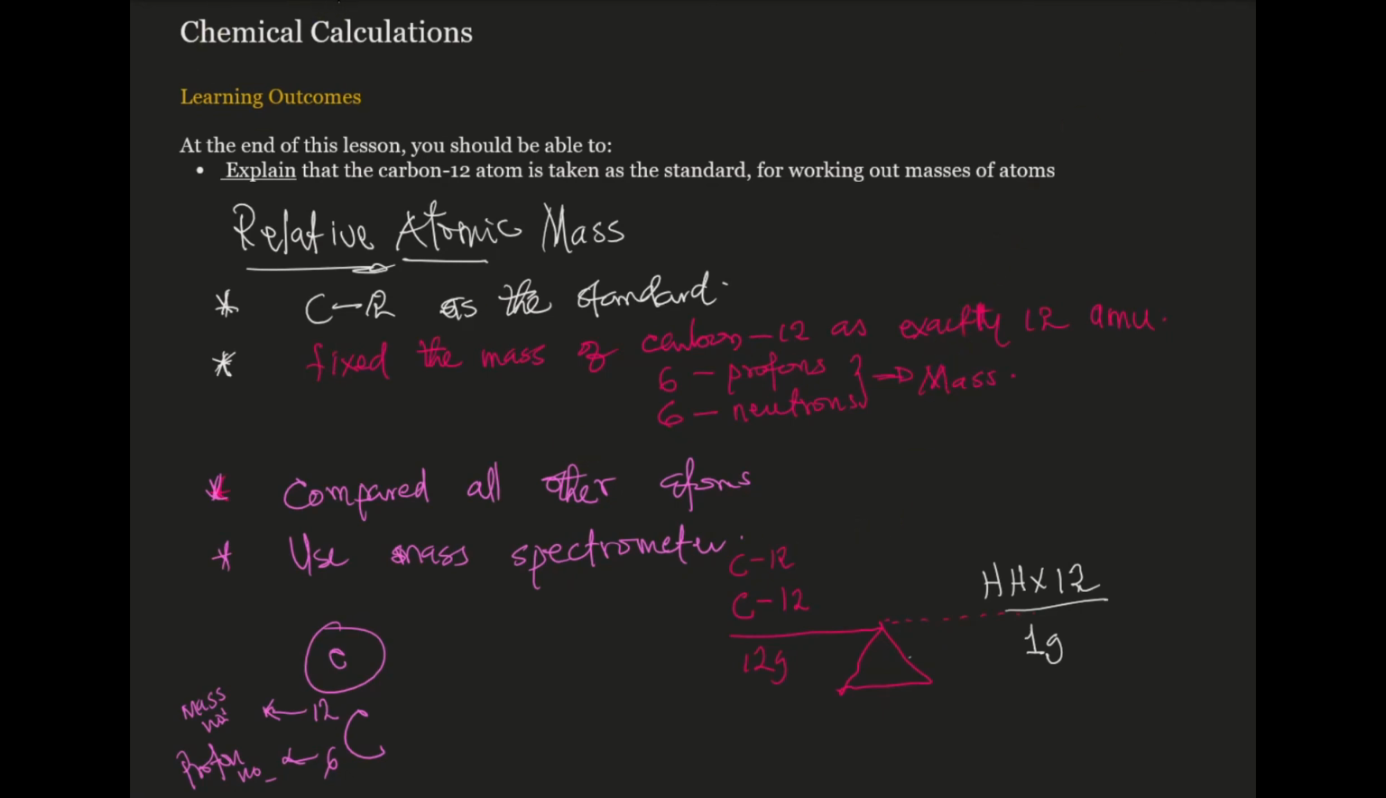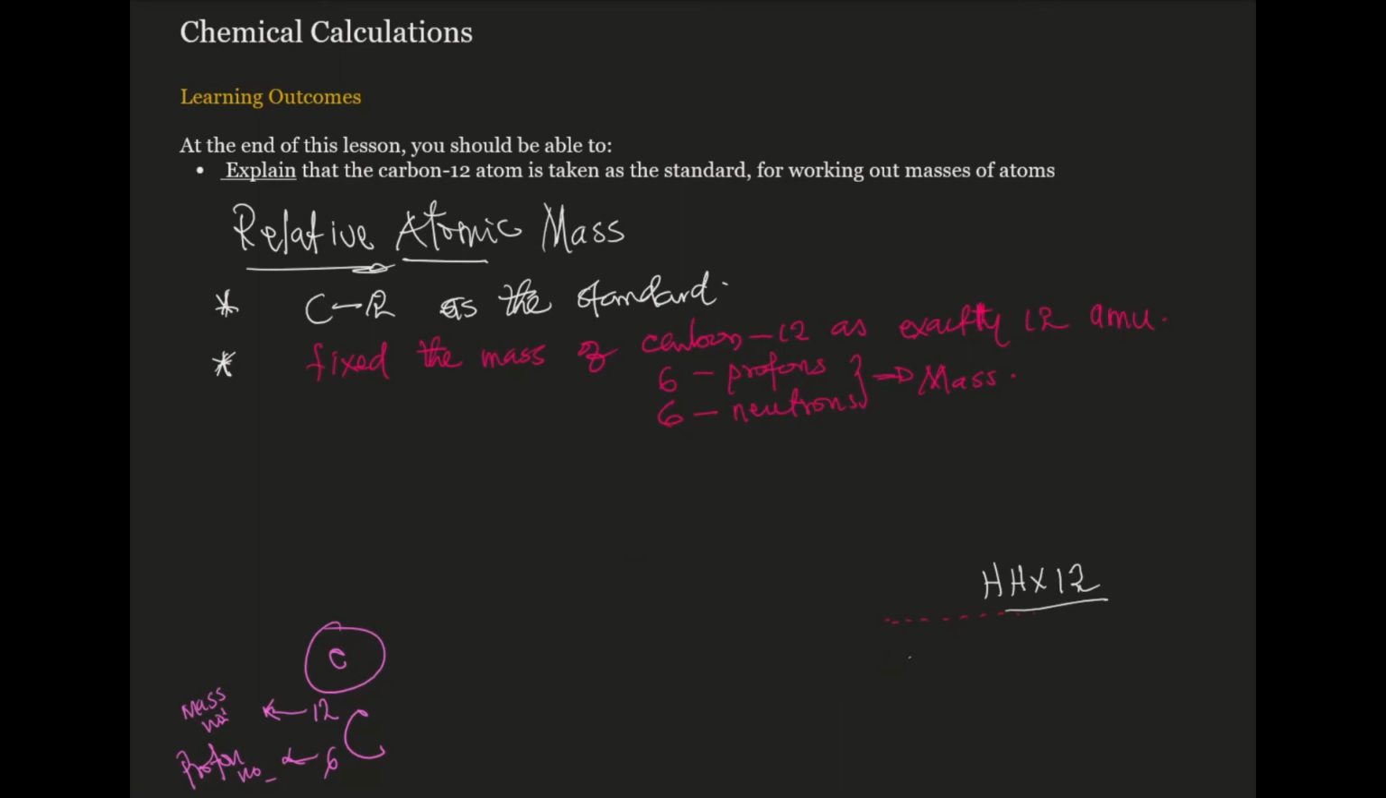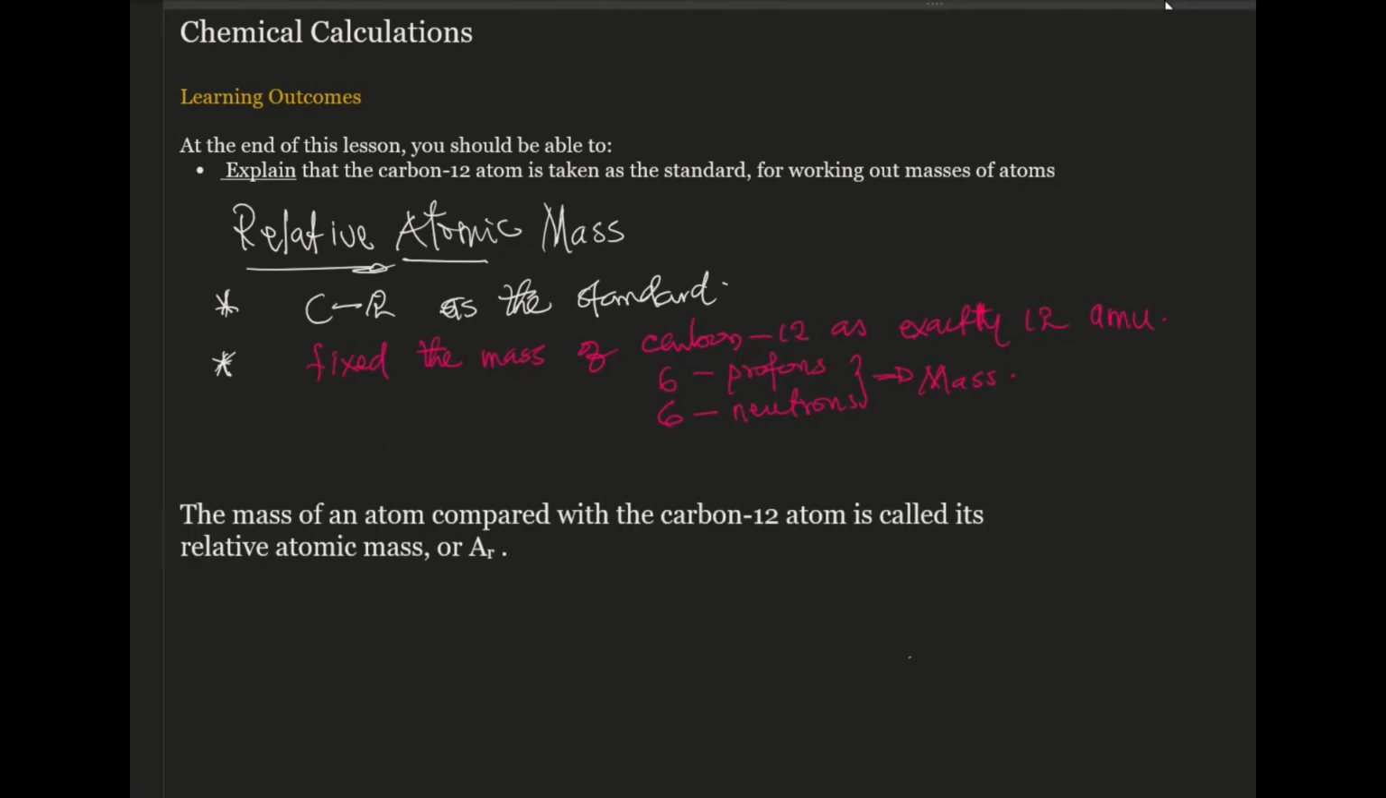So with this explanation, we should be able to define relative atomic mass. So let's try. I will just put the definition down here of the relative atomic mass of an element. Based on this, the mass of an atom compared with the carbon-12 atom is called its relative atomic mass.